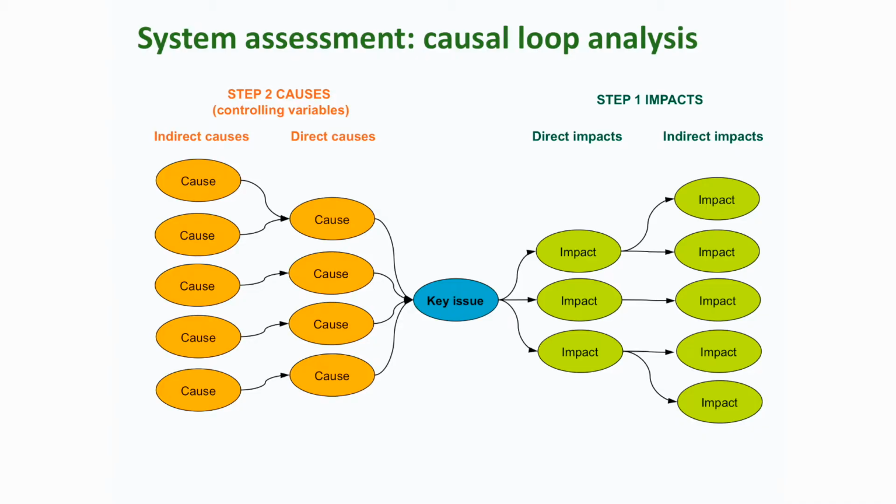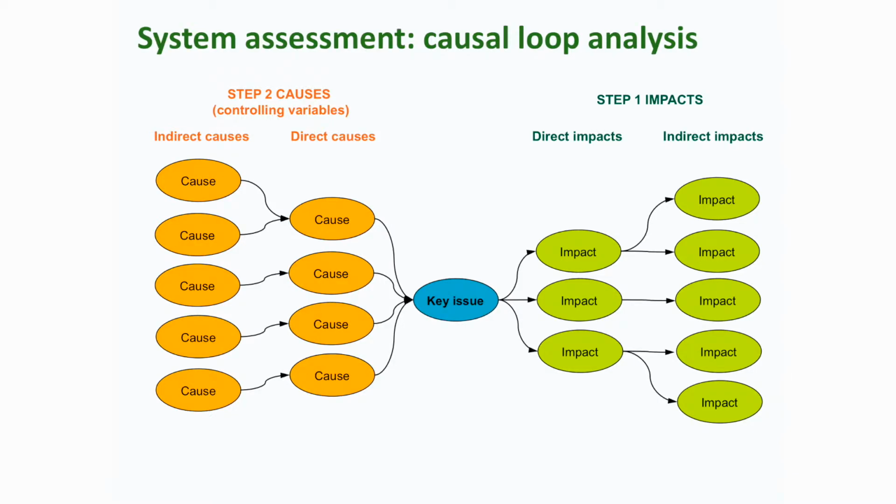So step one, after you've identified your issues, is to identify the impact of that key issue. And you would identify both your direct impacts and your indirect impacts. And as you can see, it fans out and the impact becomes greater because of the indirect impacts.